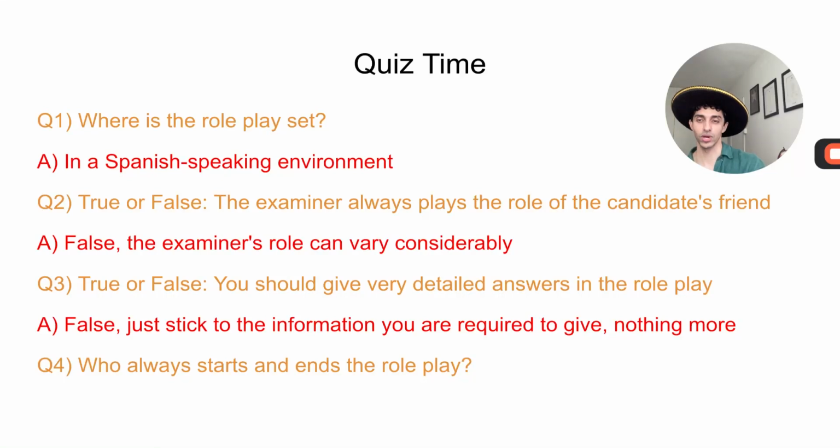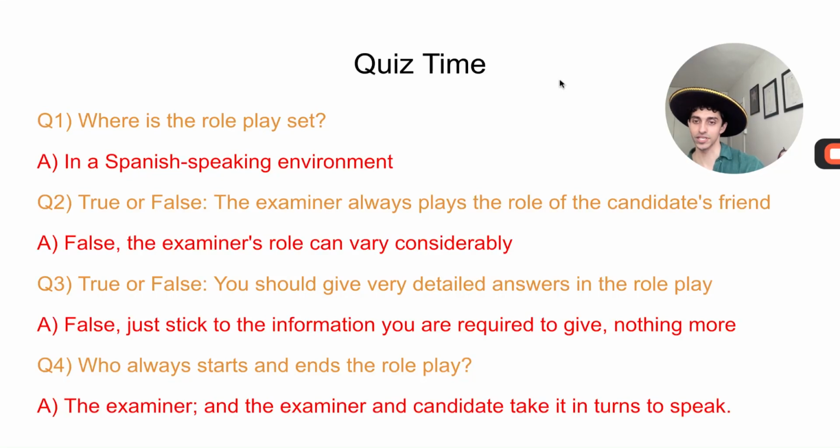Okay, question number 4 then. Who is it that always starts and ends the role play? I did mention this specific detail. See if you can remember it. Just give it a little bit more time. Okay, and I'll reveal the answer to this question now.